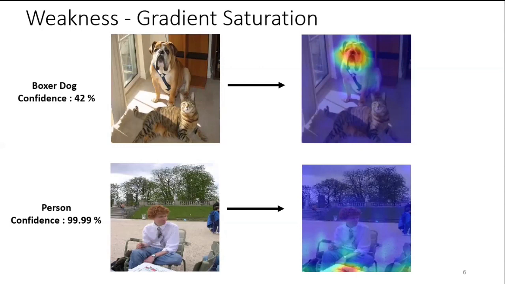Gradient-based methods suffer from the problem of gradient saturation. On account of this, they fail to produce reasonable visualizations for very high confidence decisions. As you can see on the top, if an image is predicted with 42% confidence, gradient-based techniques give a good visualization. On the other hand, if there is another image which is predicted with very high confidence, like 99.99%, these same techniques fail abruptly to provide any good visualization.